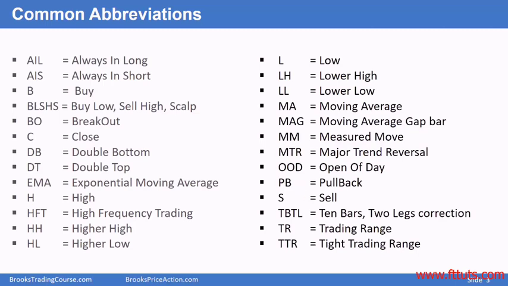And then when I talk about corrections, especially after a climax or when I'm expecting a reversal, you'll often see me use the phrase TBTL, 10 bars, 2 legs, which is a common occurrence when the market is trying to correct. Trading range, TR, and when the trading range is particularly tight, I call it a tight trading range, TTR.